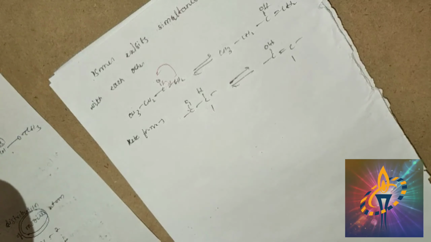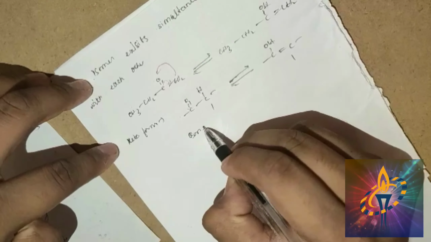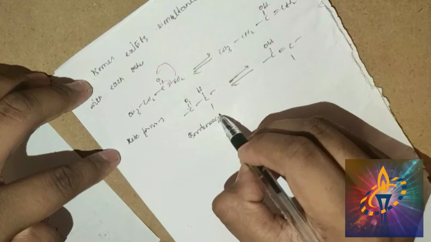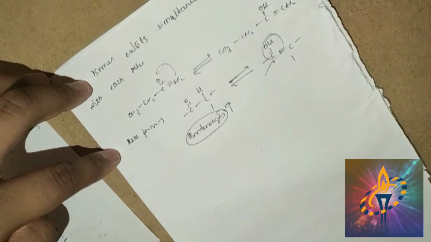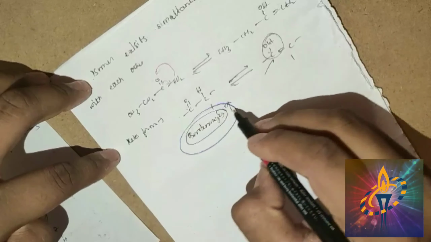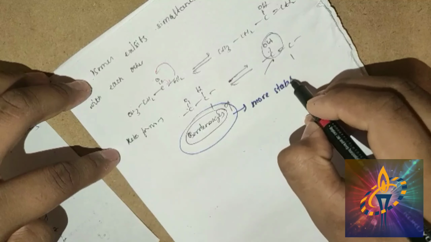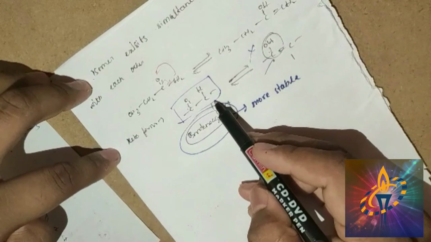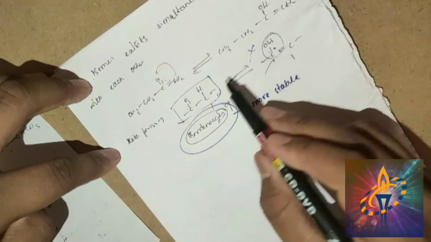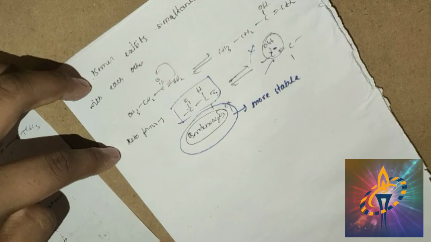Here, for keto forms, the bond energy is higher than alcoholic groups, so this will be more stable. We will be seeing in most cases this form only, not this form. This form only will be seen, but it will be flipping like this simultaneously. These two will be occurring. Keto form is more stable than this enol form.